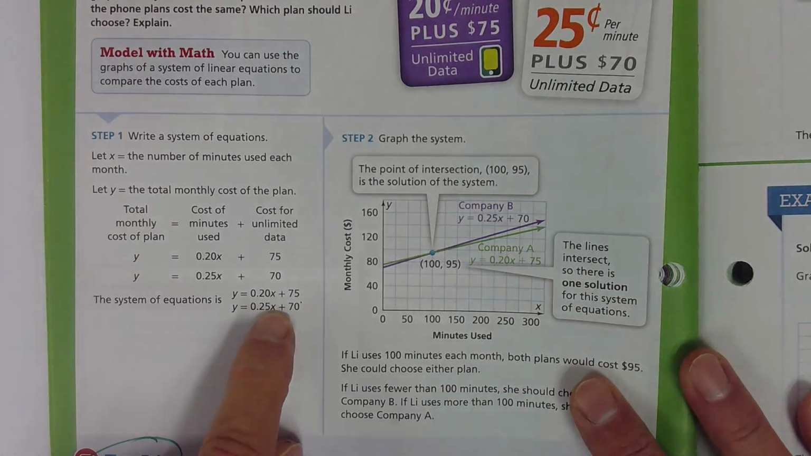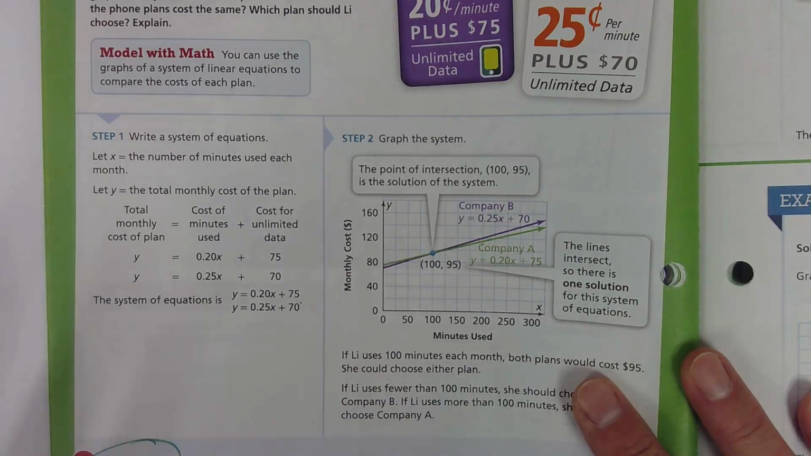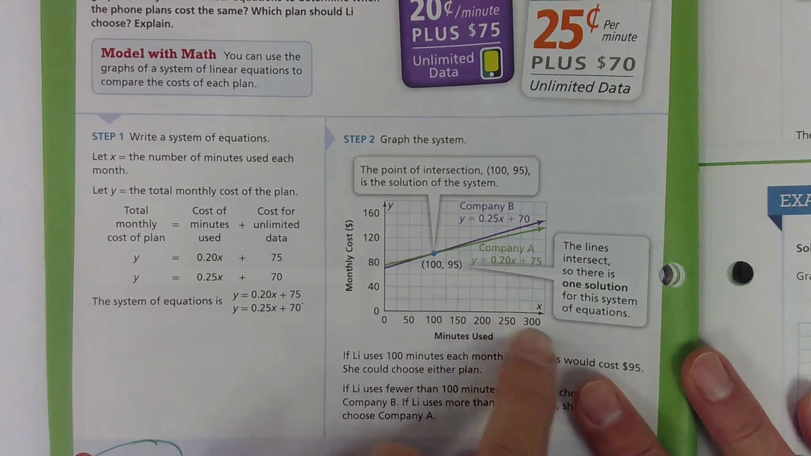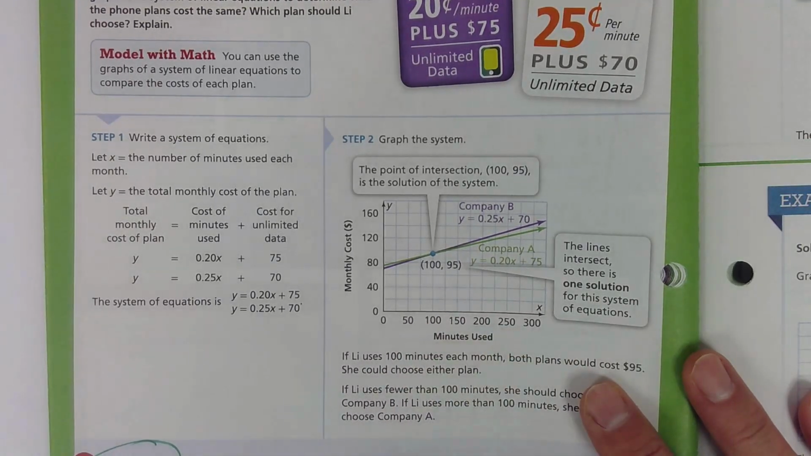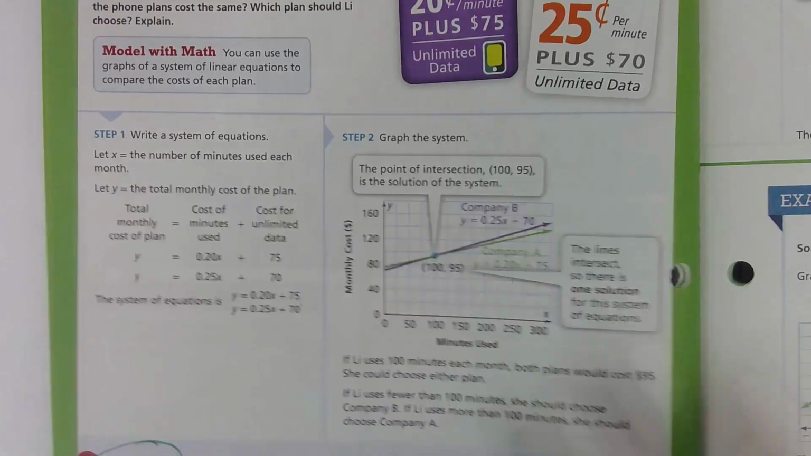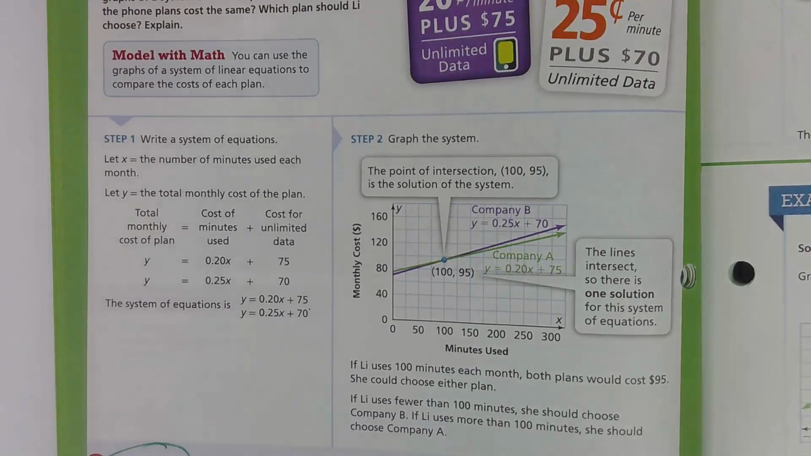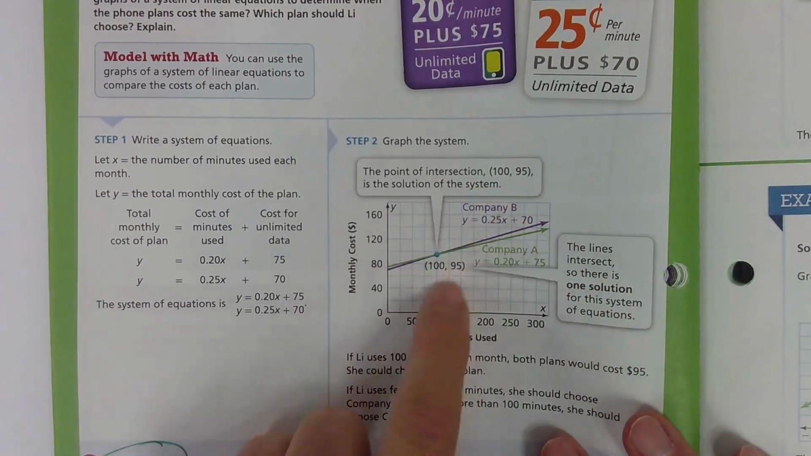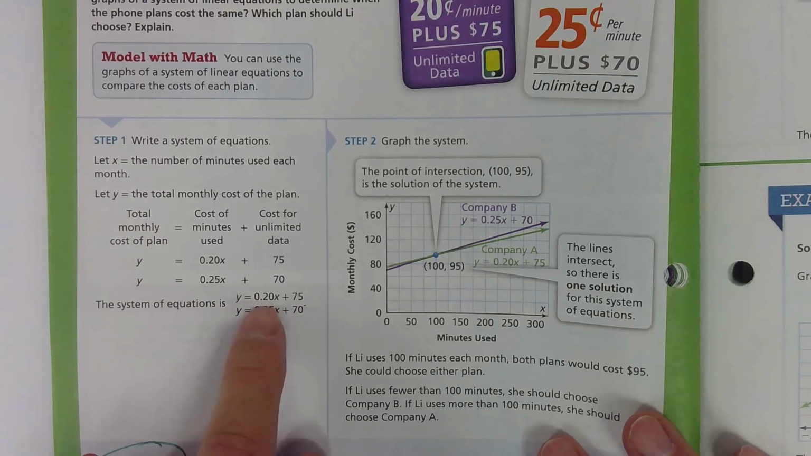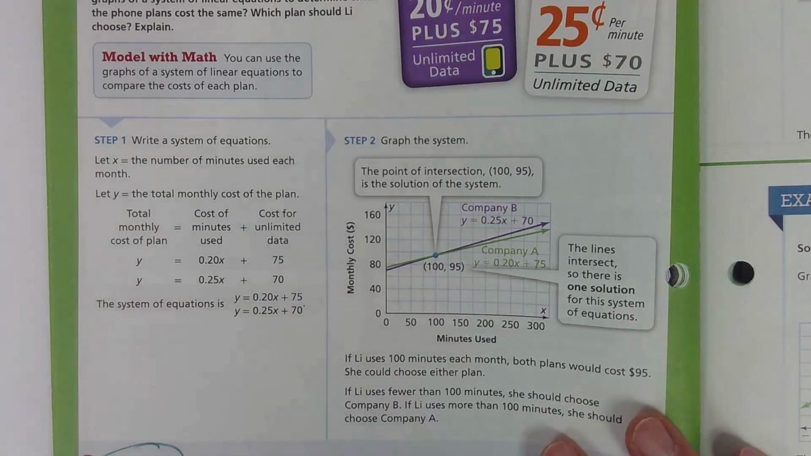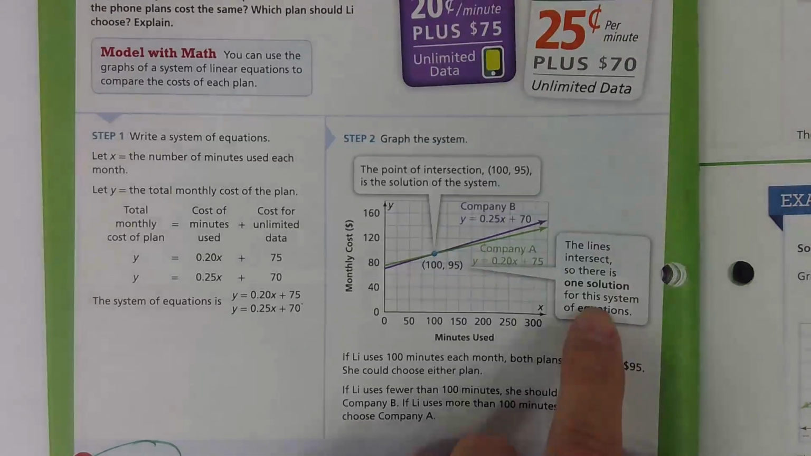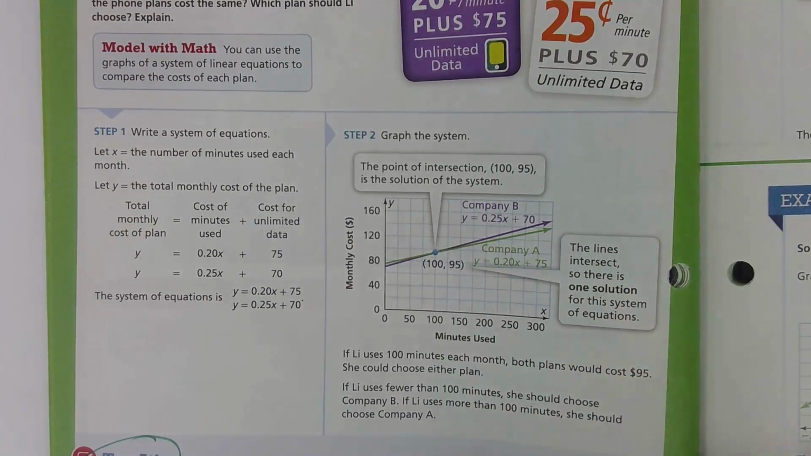And step 2 says to graph it. Everybody should know how to graph. So here's the cost along the y-axis, here's the minutes used along the x-axis, and they graph it for us. And they point out that the point of intersection right here, where the lines intercept one another, is a solution to both of these equations. So there's one solution for this system of equations.